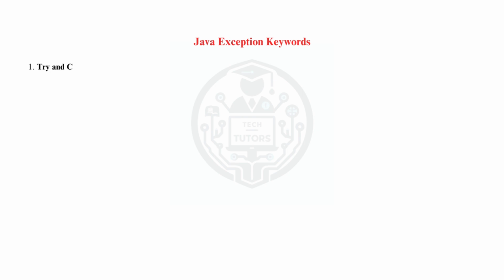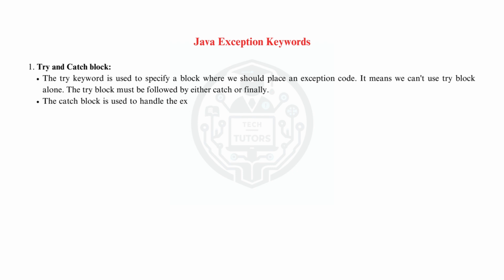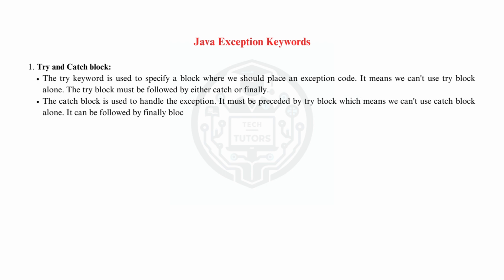Java's exception handling revolves around a few critical components. The try-catch block is essential. The try block encloses code that might throw an exception, followed by a catch block that handles the exception. This is crucial for preventing program crashes.